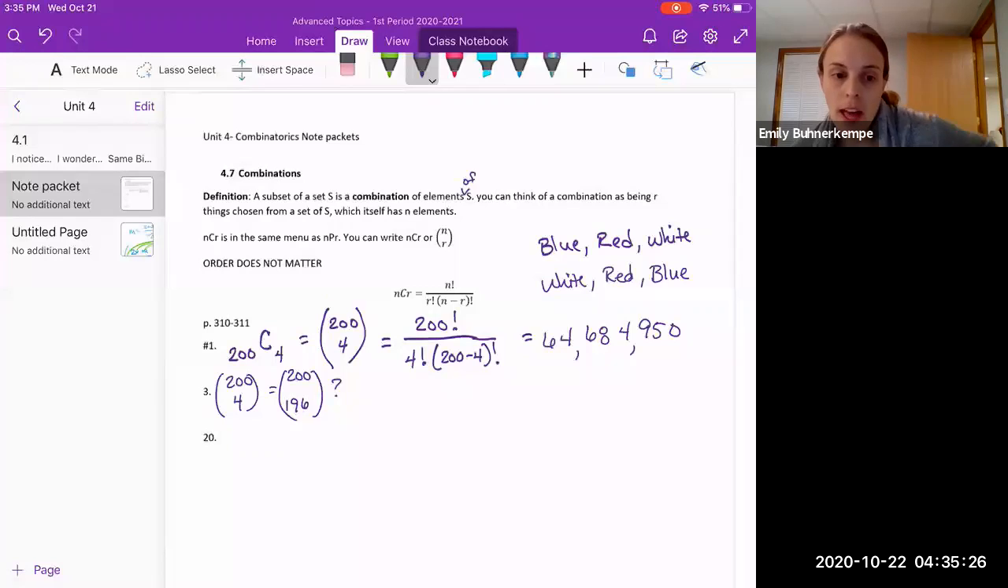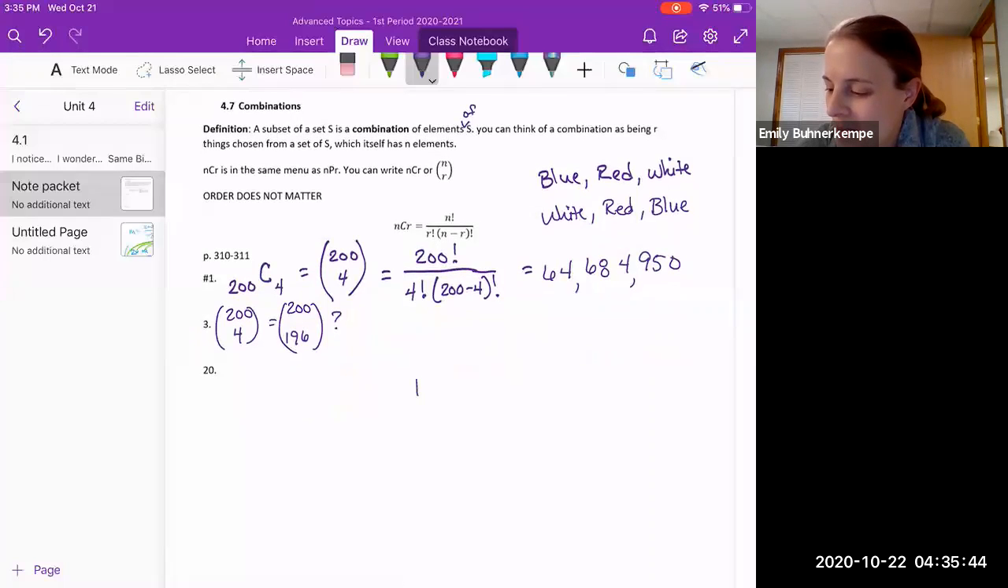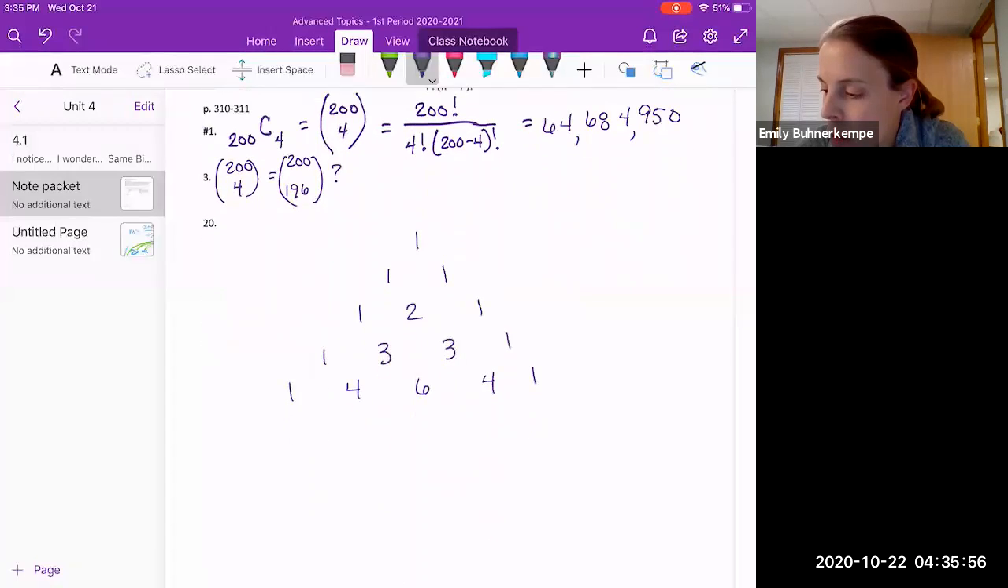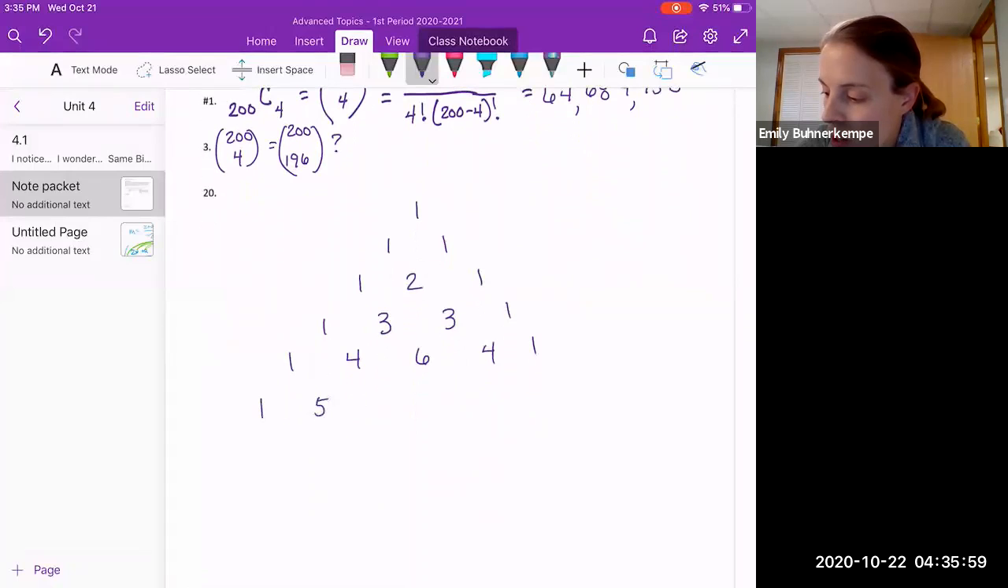The next question that we're going to look at is question number 20, which is on page 311. Question 20 says, find a formula for the sum of the entries in any row of Pascal's triangle. So the first thing I'm going to do is make Pascal's triangle, just in case you forgot. I'll just make a couple rows here for us to explore. I'll stop here.